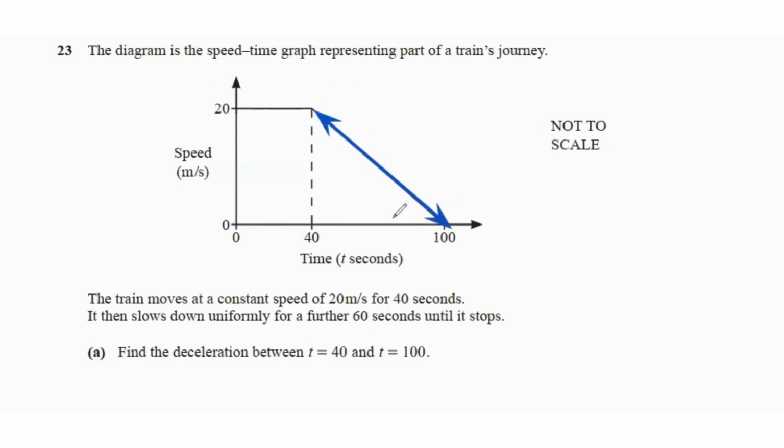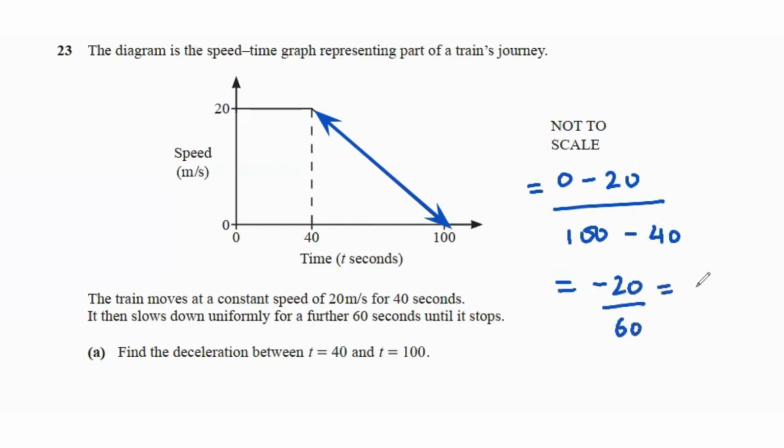So deceleration is basically your slope of the speed time graph. So we're going to do 0 minus 20 over 100 minus 40. That's negative 20 over 60. And that's going to be negative 0.3 recurring. So the negative sign shows that it's deceleration.